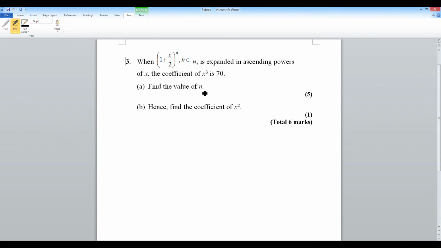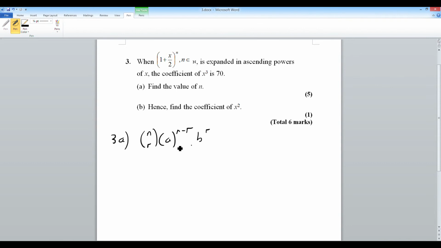In this case we have to find to what power this bracket is raised. So I'm going to start off with 3a. I'm going to say that from my binomial theorem, nCr, a to the power of n minus r times b to the power of r. Let's see what we have and what we can replace this with.